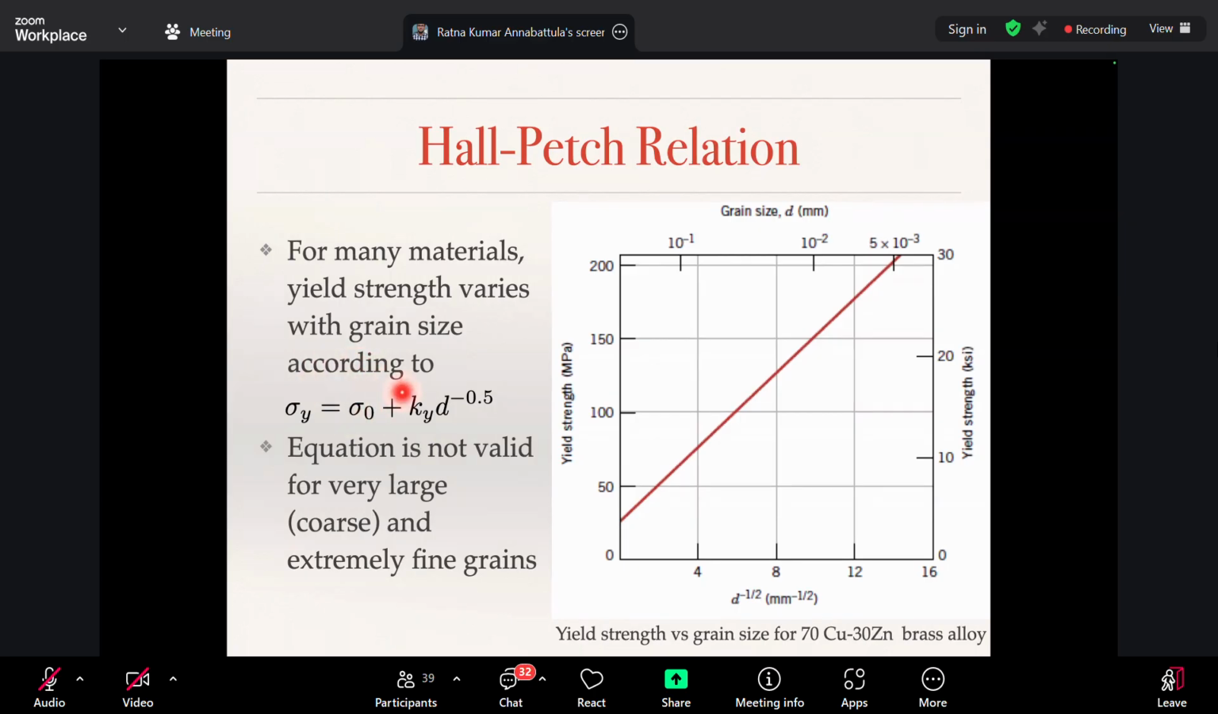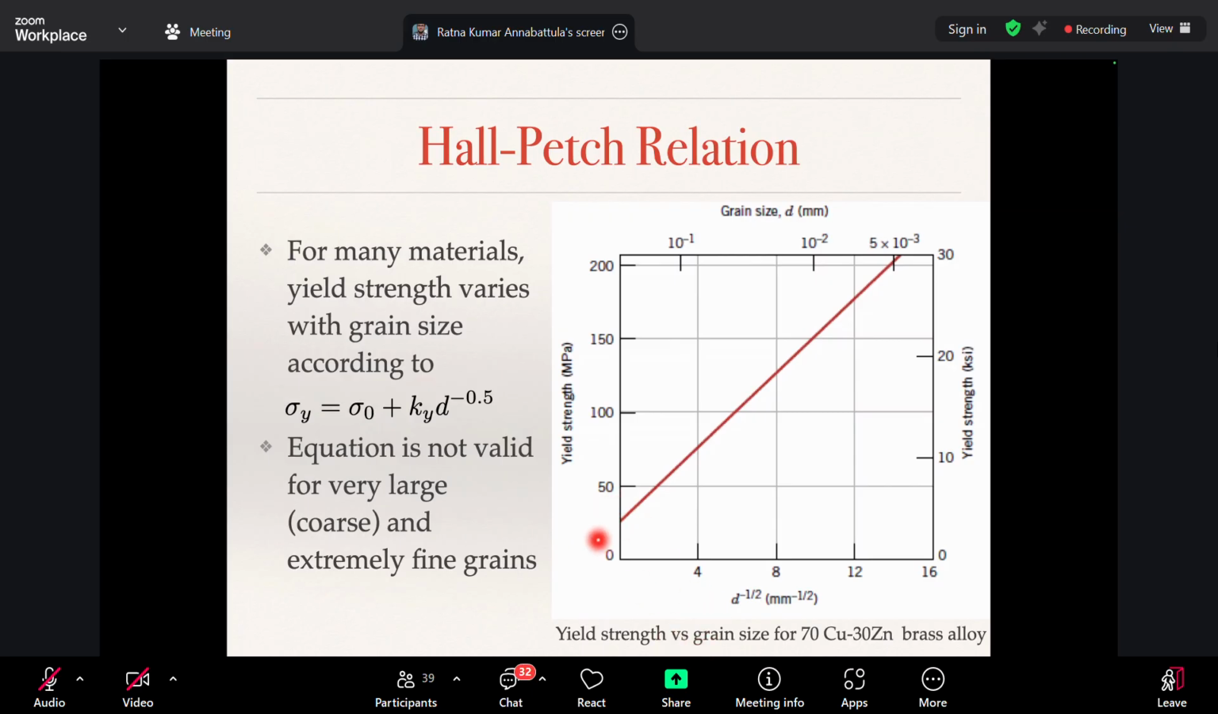And if the grain size becomes very much larger, because it is in the denominator, this term will become much smaller, and hence your yield strength will not change much. This is your coarse grained yield strength, and from that, if you reduce the grain size further and further, then you will see that the yield strength as a function of grain size is increasing.